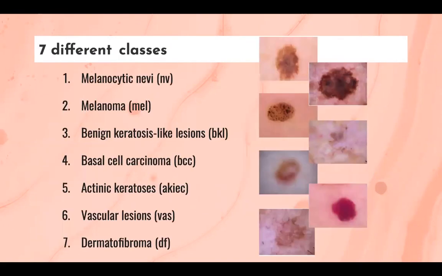The dataset used consisted of 7 different classifications, including melanocytic nevi, melanoma, benign keratosis-like lesions, basal cell carcinomas, actinic keratosis, vascular lesions, and dermatofibromas.